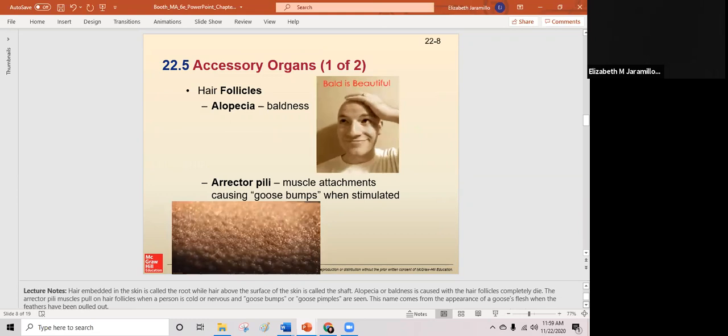The erector pili muscles pull on the hair follicles when a person is cold or nervous, and this causes you to get goosebumps or goose pimples, right? And this name comes from the appearance of goose's flesh when the feathers have kind of been pulled out.